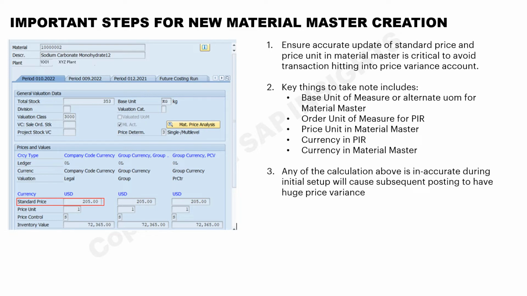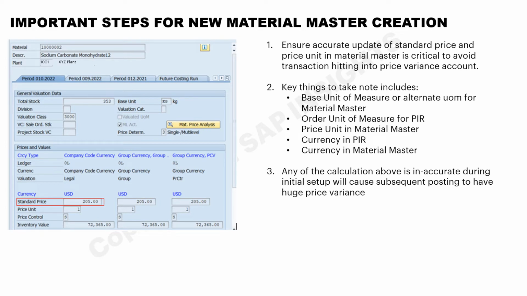All right. Now in point 2 here, we mention the key things to take note of when we set up the master data, which is important to avoid this price variance hitting the account. Number one, we have the base unit of measure or the alternate unit of measure for the material master. Number two, we have the order unit of measure for the PIR. Number three, the price unit in the material master. Number four, the currency in the PIR, purchase info record. And number five, the currency of the material master.